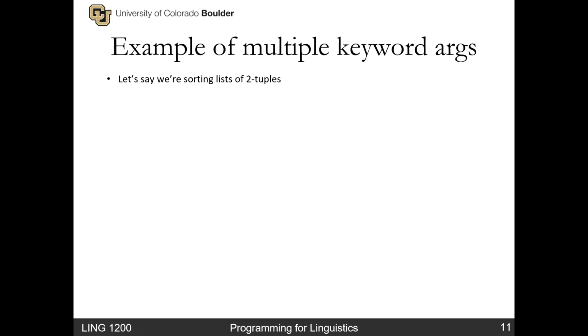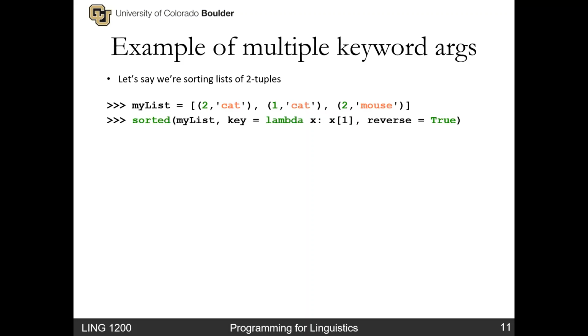You're not limited to one, you can have more. So sorted, as we know, actually has more. So let's say we're sorting a list of 2 tuples. And this is something you've seen. Sorted, pass it the positional argument, which is the thing we want to sort. And then we have 2 keyword arguments.